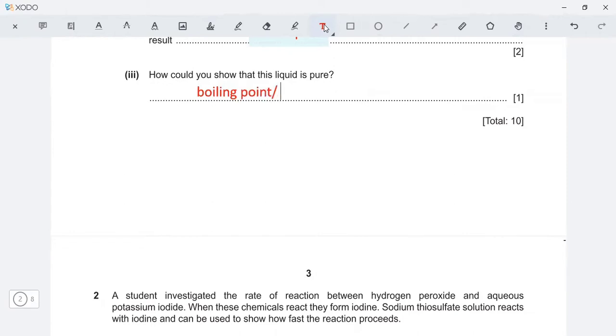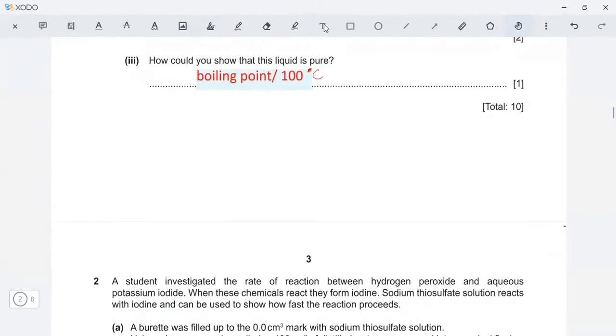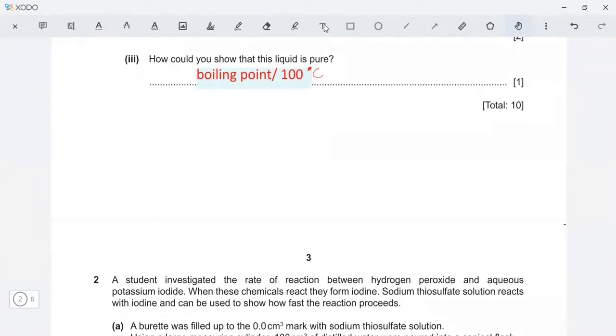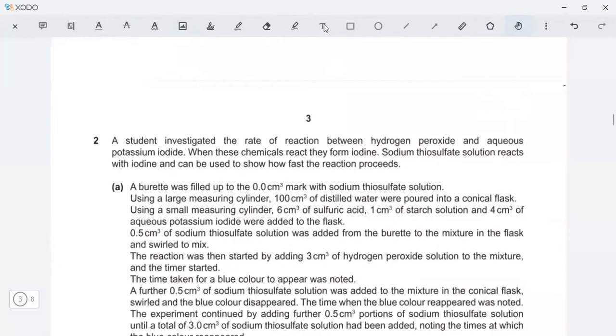What could be the boiling point? 100 degrees Celsius, right? So if the water boils at 100 degrees Celsius, then you can say the water is actually pure. If the boiling point is above that, then there might be impurities, and that's not going to be pure water. So basically, water purity can be checked by boiling point and melting point as well.